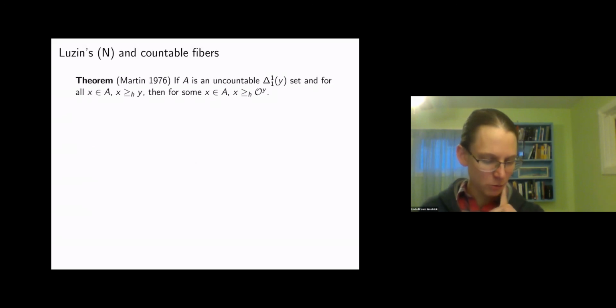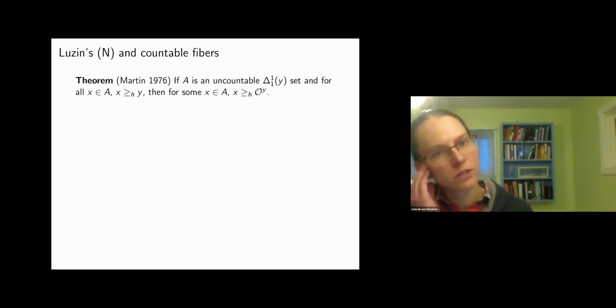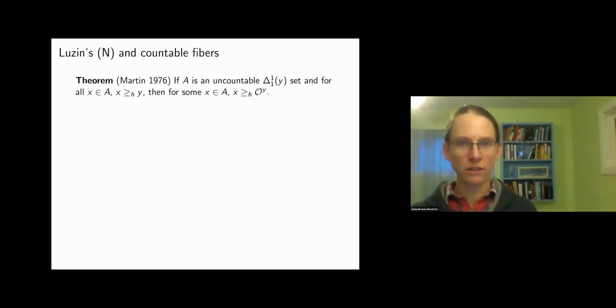Okay, so let's talk about this countable fibers business. There is a theorem of Martin, which says that anytime you have an uncountable Δ^1_1(y) set, if that set has the property that each one of its elements hyperarithmetically computes y, then some element of that set hyperarithmetically computes O relative to y. We're usually going to be thinking about this in a situation where A is the inverse image of some element from the domain. So A is just some set of points that all map to the same point.